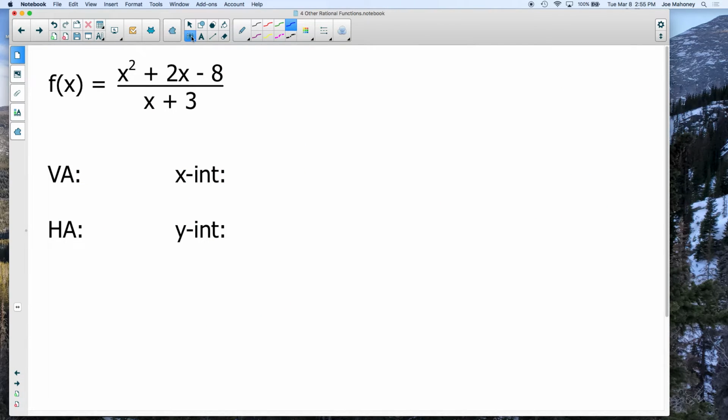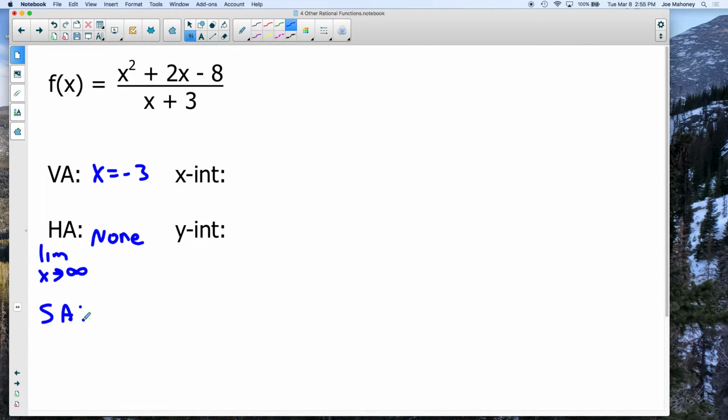So let's take a look at maybe one more. Do you want to try this one on your own? Give it a shot. All right. So let's see. First of all, I do my vertical asymptote, and that's going to be at x equals -3. My horizontal asymptote, if I take my limit as x approaches infinity, the larger power is on the numerator, so there is no horizontal asymptote, which means there's going to be a slant asymptote.